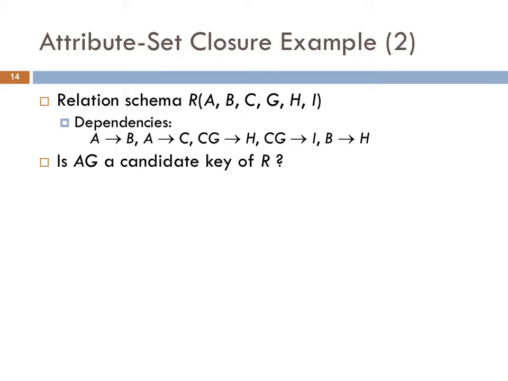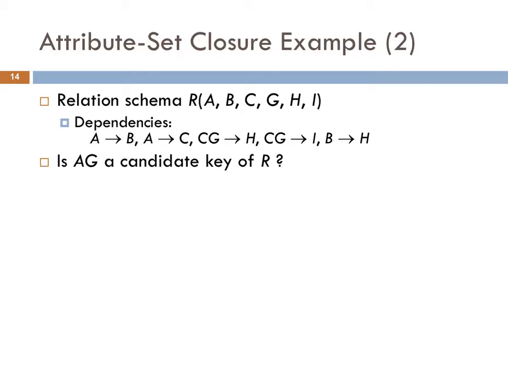Okay, is AG a candidate key? What's a candidate key? It's a minimal superkey, right? So, fortunately, all proper subsets of AG is just A and G, so we can easily go through that. Is A a superkey of R? How do you determine that? Just attribute set closure of A. Attribute set closure of A is A, B, C.